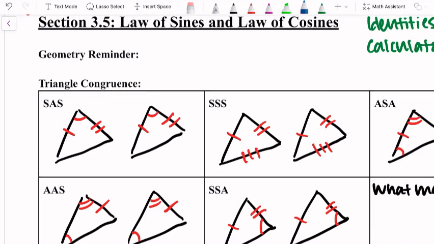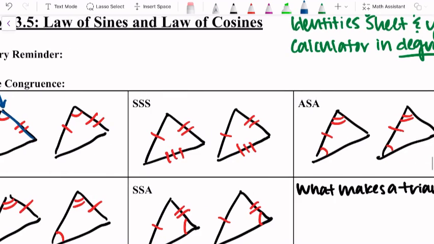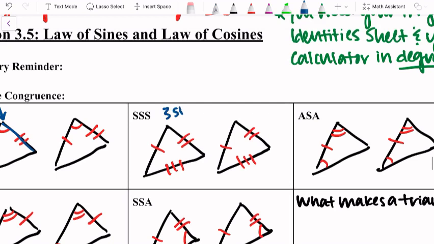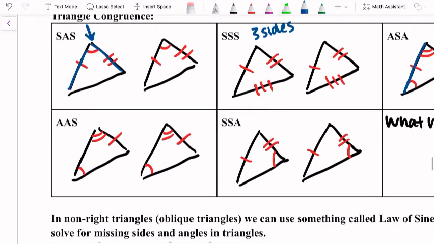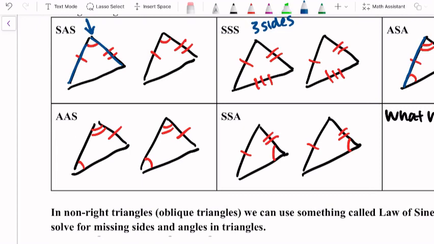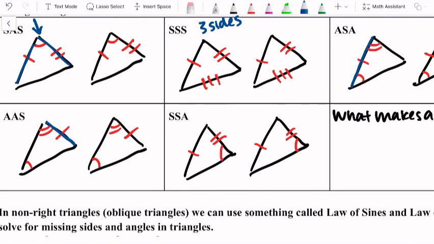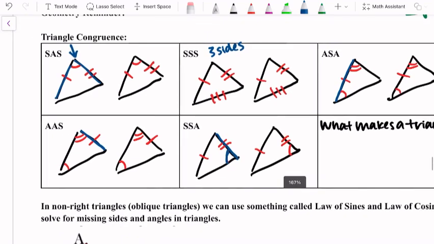So for instance, when we had side angle side, we had our angle included between both sides. So basically our angle was adjacent to both of the sides. Side side side had three sides. Angle side angle had our side included or adjacent to both of our angles. Angle angle side, again, had two angles and one side, but in this case, our side was not included between the two angles. It was only adjacent to one angle. And then side side angle had one angle that was only adjacent to one side, so it was not included between the sides. So those were our 5 triangle congruence criteria.